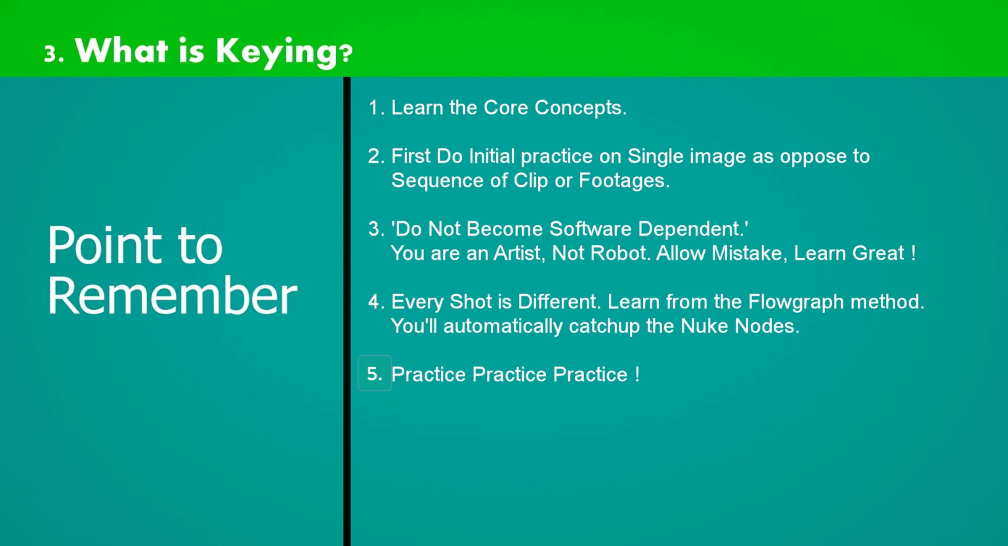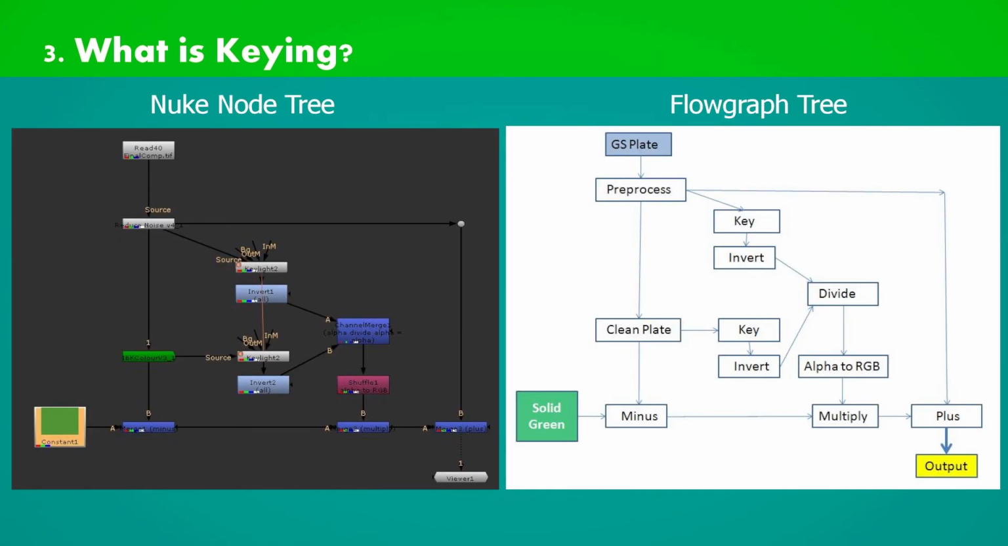So what is meant by the flow graph method? On the left here, this is a Nuke node tree, and in simplification, on the right side, this is the flow graph. For every section, I am going to provide a flow graph for each and every operation, so that you will better grasp and understand what goes on inside a specific process, and then apply that same inside Nuke.